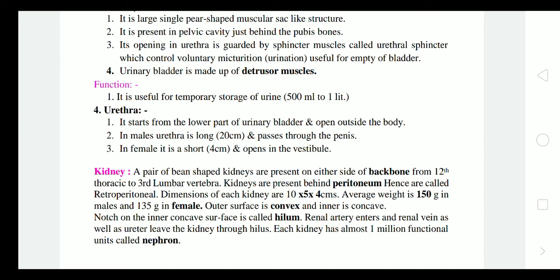Its opening into the urethra is guarded by sphincter muscles, called the urethral sphincter, which controls micturition, that means passing of urine to empty the urinary bladder. These are voluntary muscles, that means we can control their activity. That's why we can control our urine passing. Urinary bladder is made up of detrusor muscles.